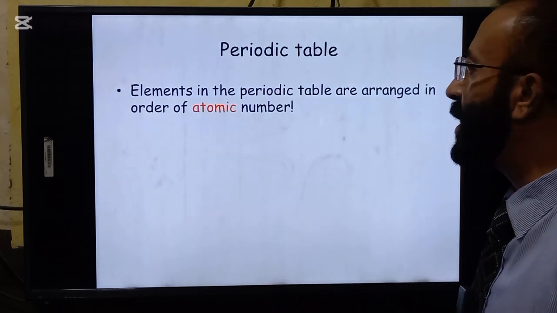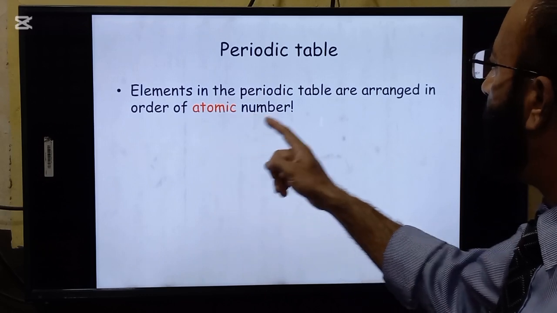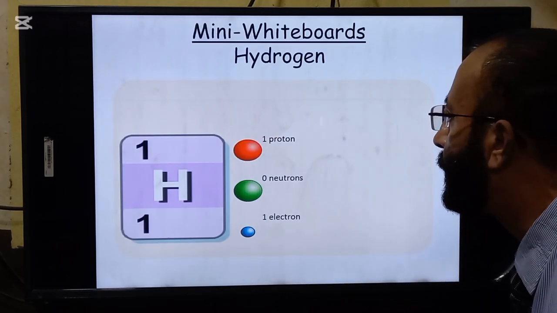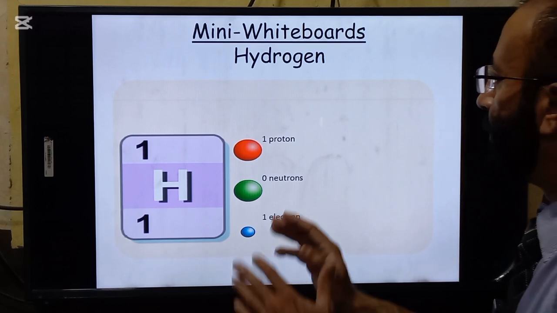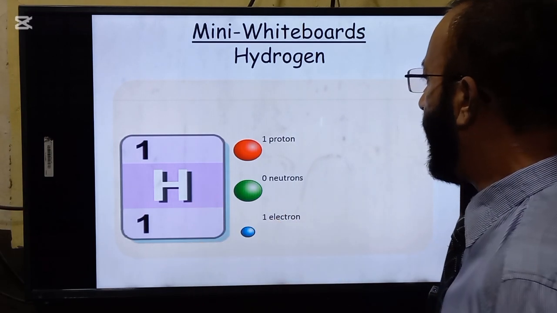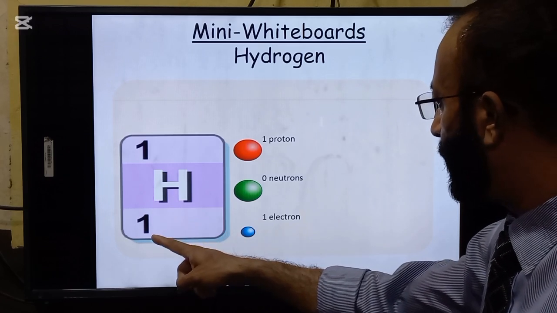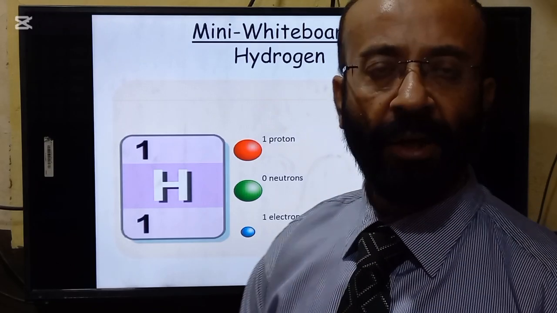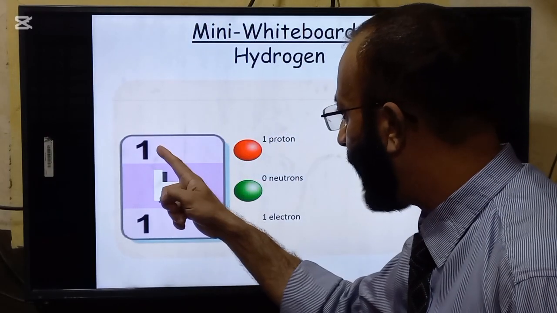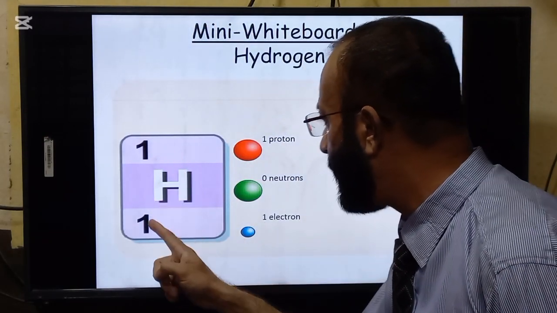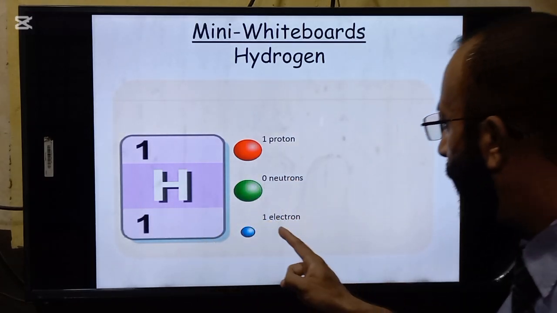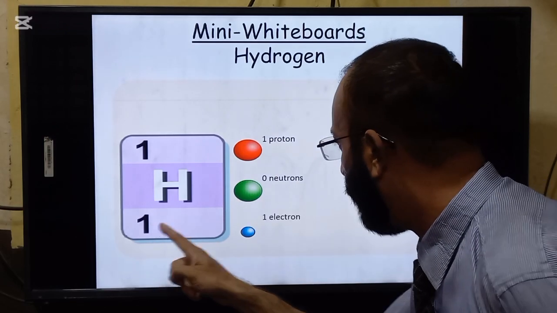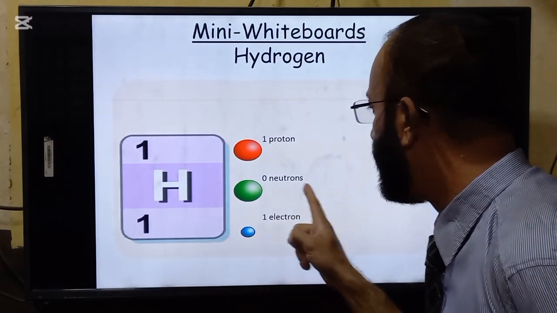Next topic is periodic table. Elements in the periodic table are arranged in order of the atomic number. So in hydrogen atom, there is 1 proton, 0 neutron. So the method of finding the neutron is mass number minus atomic number. So 1 minus 1 will be equal to 0 neutron and 1 electron, because this is neutral atom. So 1 proton, 1 electron, and 1 minus 1, 0 neutron.